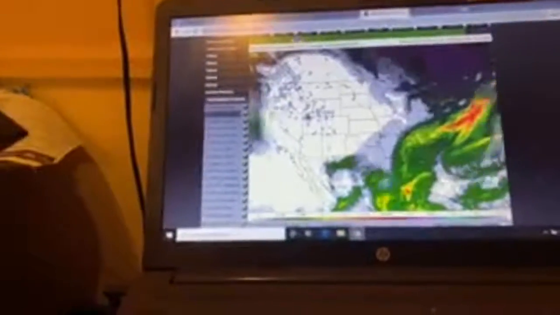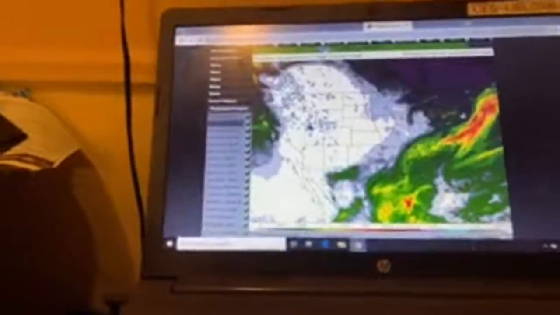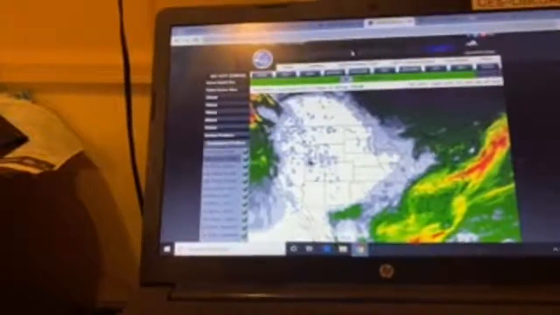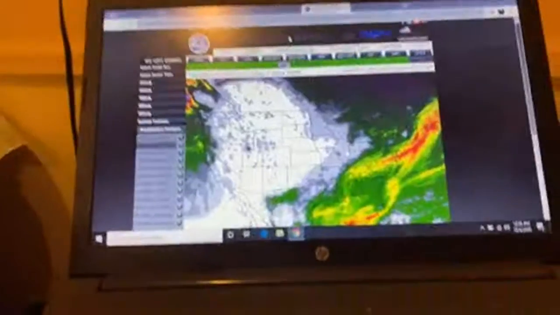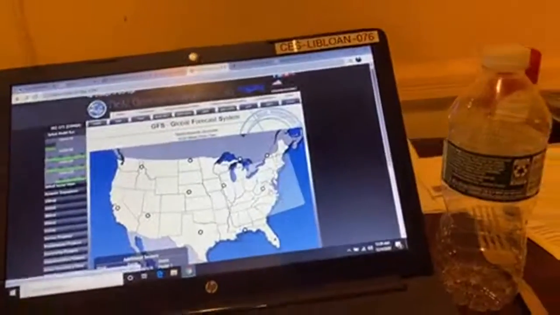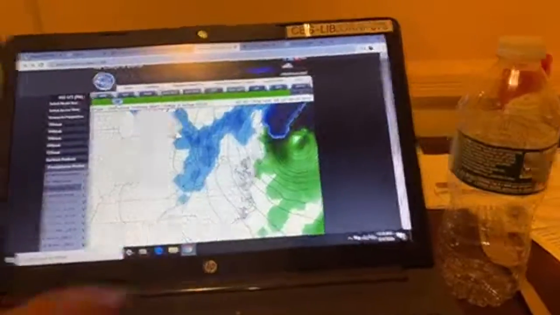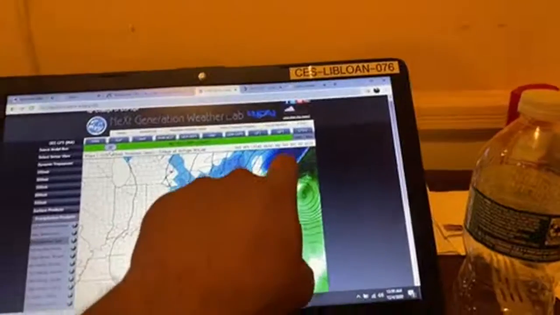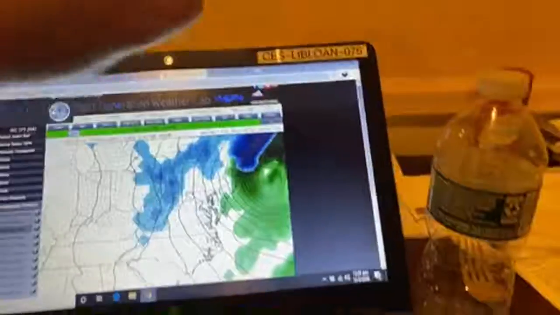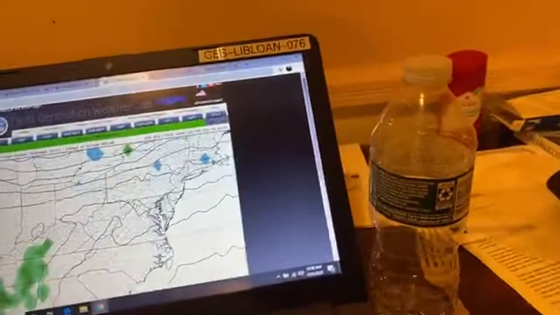This run doesn't show as much snow. Usually the GFS does better with precipitation than this Canadian does. Usually the best models for precip are the GFS and the European. However, right here, this is the GFS trying to say, okay, there's going to be some dynamic cooling.